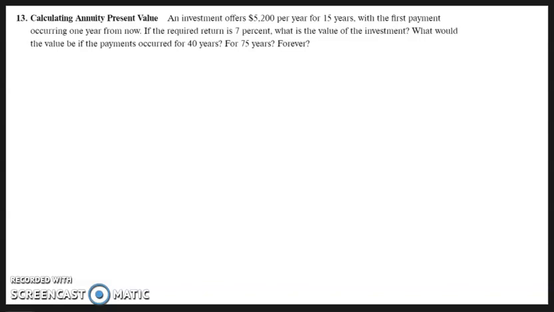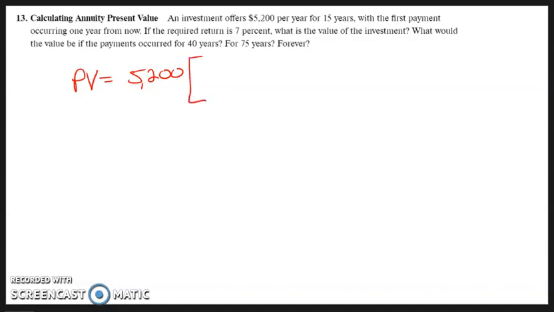So the investment offers to pay $1,500 a year for 15 years, with the first payment occurring 1 year from now. Required rate of return is 7%. What is the value of the investment? We can use a formula to do this calculation. The present value is equal to the payment, the $5,200. This is the present value of annuity formula.